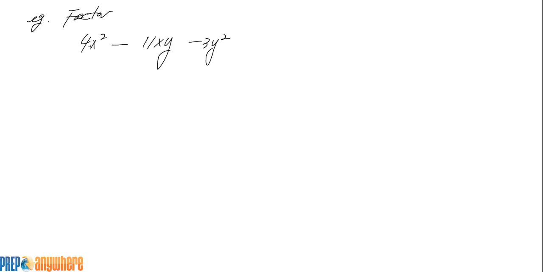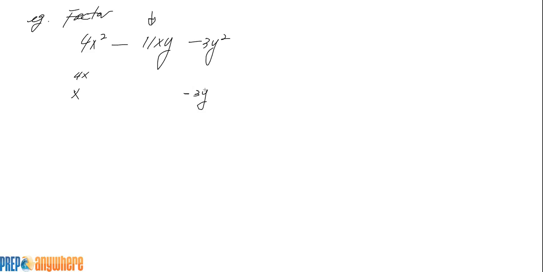Okay, so we have 4x squared minus 11xy minus 3y squared. Now 4x can be broken down into 4x and x, right? So you want to get as close to 11 as possible. So 4 times what gives you something close to 11? Well, 3, right? In fact, we want minus 11, so let's put that as minus y.